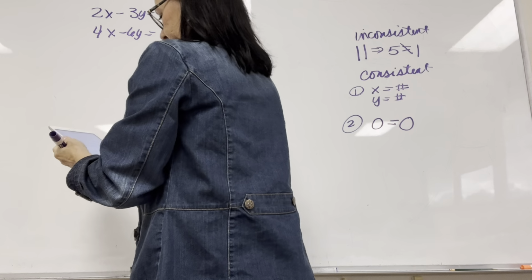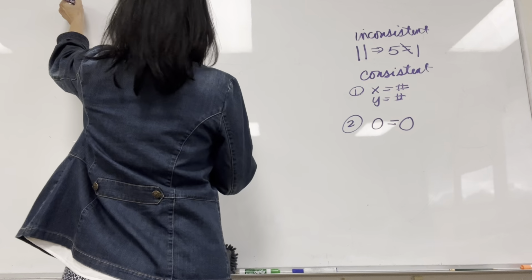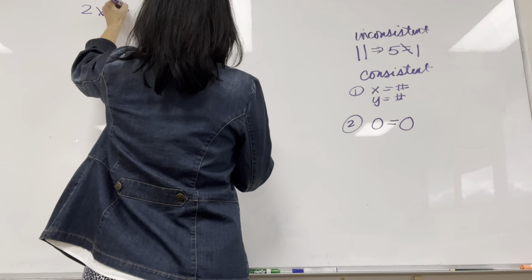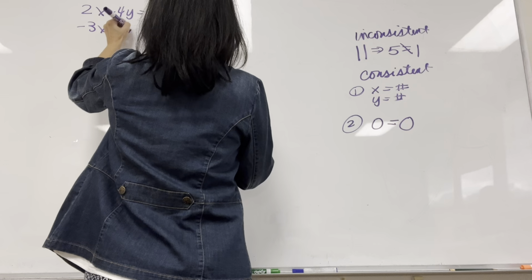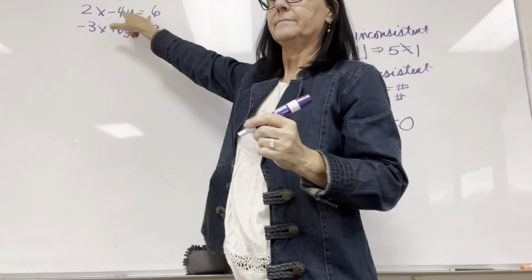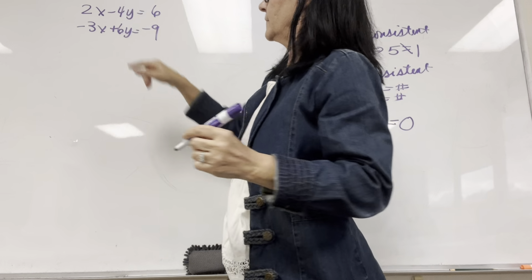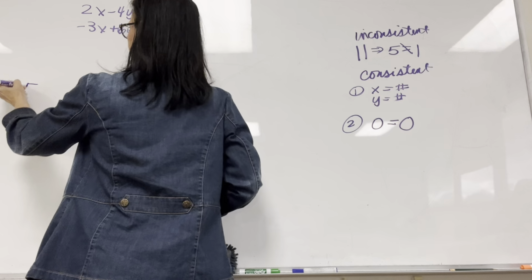Oh, that wasn't it. I want to write the one we just did, from example 6. Okay. What did we do to this first equation? You multiply. Okay, look, I'm going to write this in a matrix.